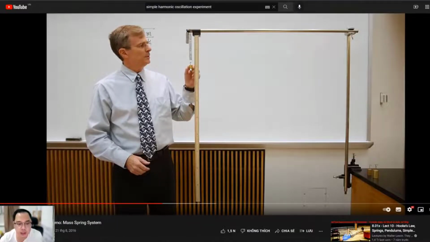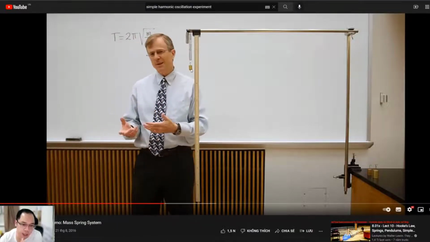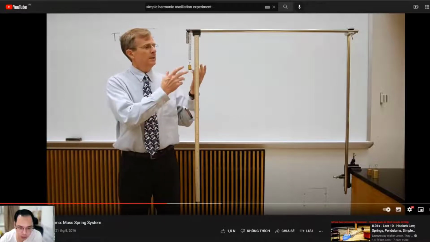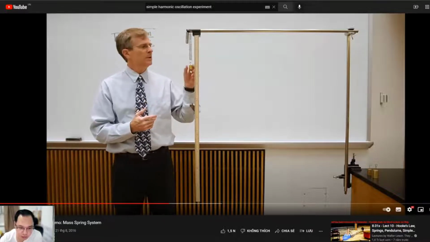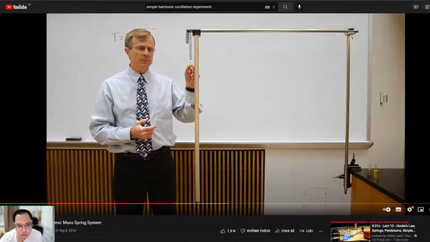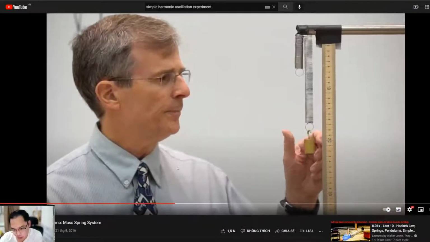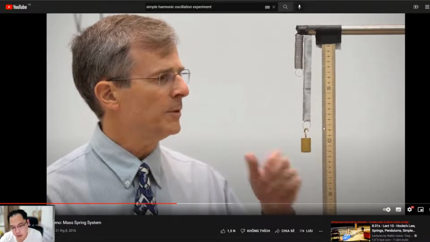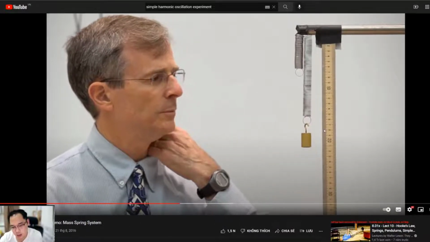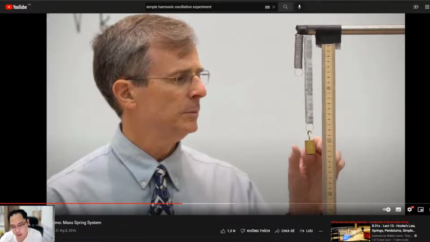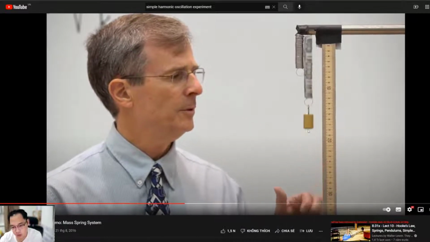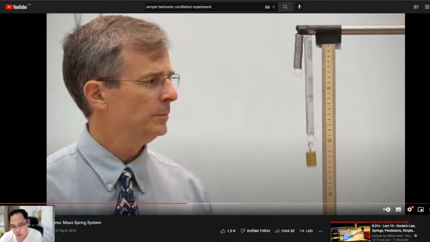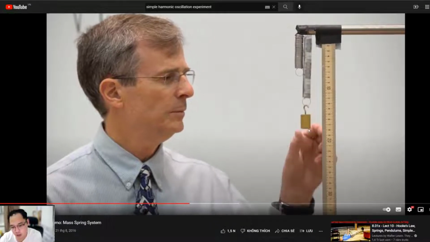The object here is temporarily stationary, in equilibrium. The net force is 0, and when we pull it down from equilibrium and release it gently, it starts oscillating up and down, and this little vibration oscillation is called simple harmonic oscillation.